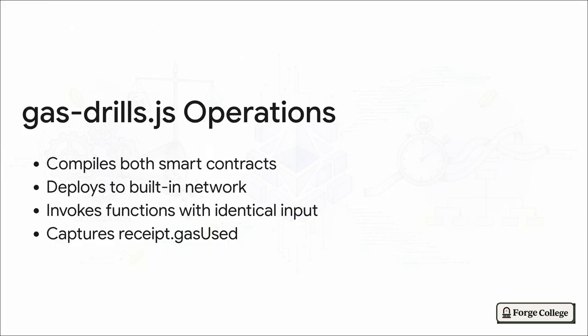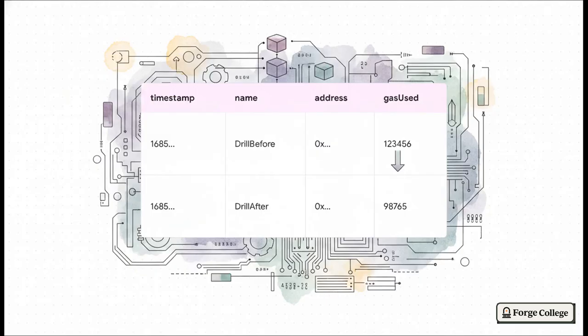This is absolutely vital because gasUsed captures the actual transaction cost after execution, automatically rolling up the intrinsic and runtime costs for us. And here we go. The resulting machine-readable JSON output proves our optimizations worked. We capture the timestamp, the contract name, its deployed address, and crucially, the gas used. The unoptimized code hit over 123,000 gas, but the optimized code went down to just under 99,000.